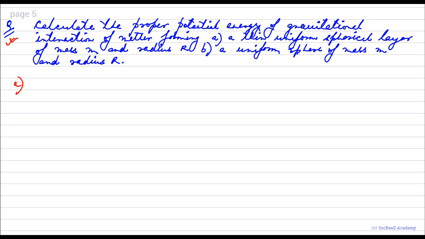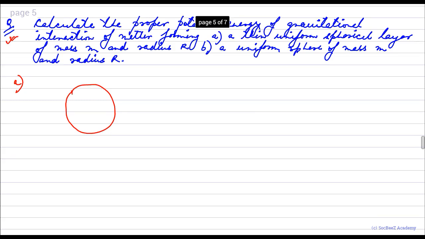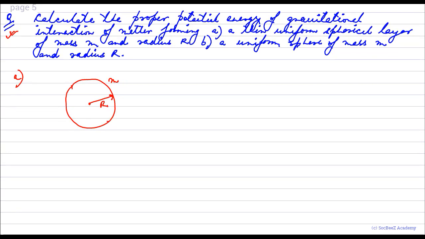Okay, so this is my shell. I need to find out the proper potential energy of gravitational interaction of the matter forming this particular shell. This shell is of radius R and it is of mass m. Now let us consider a small mass dm on this shell. The gravitational potential energy of interaction of this particular mass dm with the whole spherical shell is going to be given by, let's say, dU.